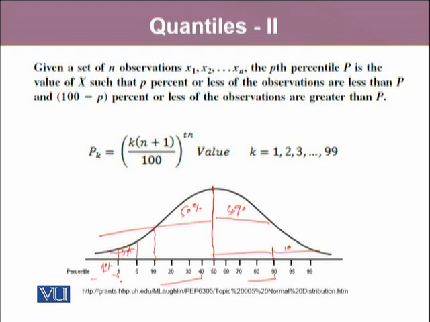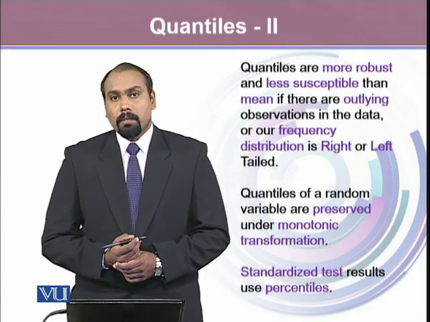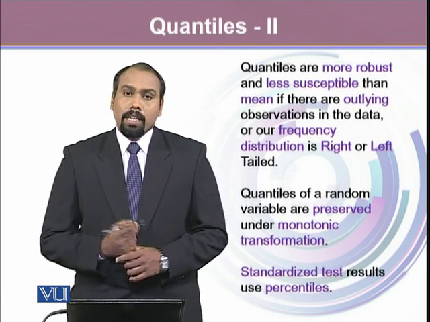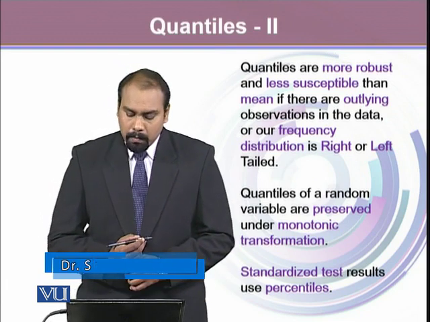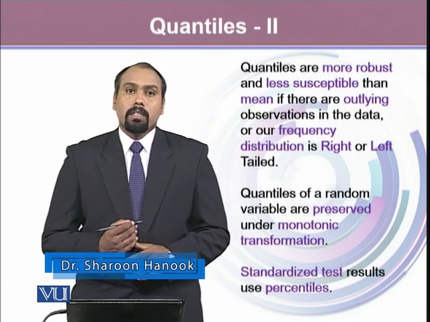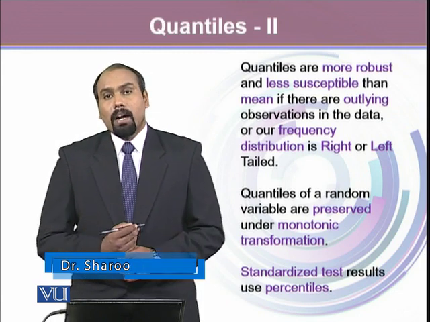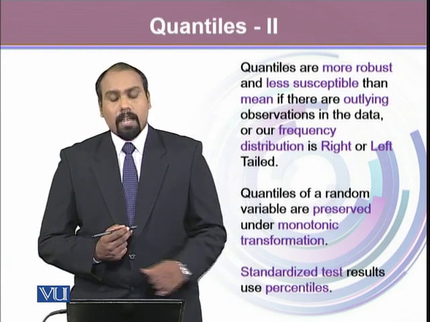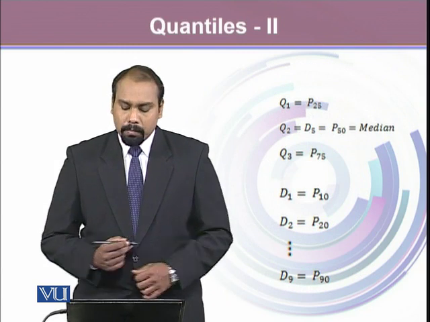Quantiles are more robust and less susceptible than the mean. If there are outlying observations in our data, quantiles are less affected, even if the data is right skewed or left skewed. Quantiles of a random variable are preserved under monotonic transformation. Moreover, among its applications, standardized test results use percentiles as one of the most frequent examples of it.